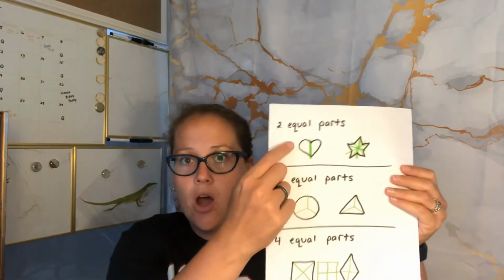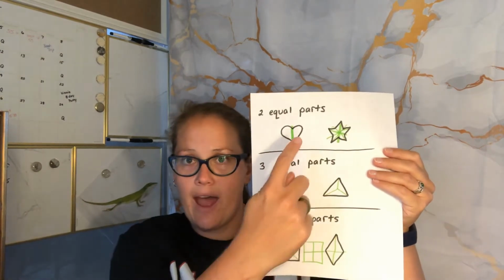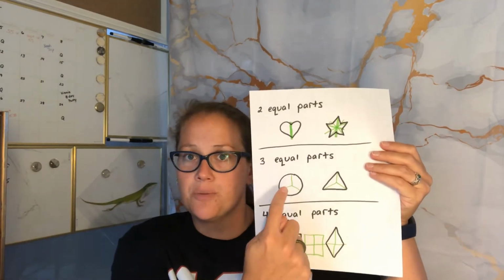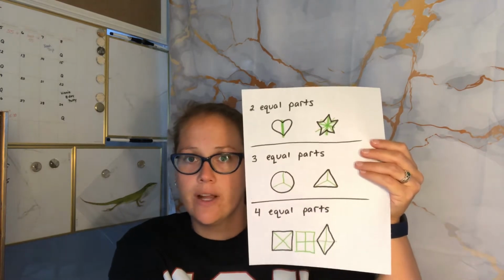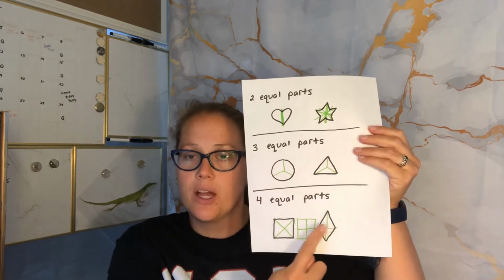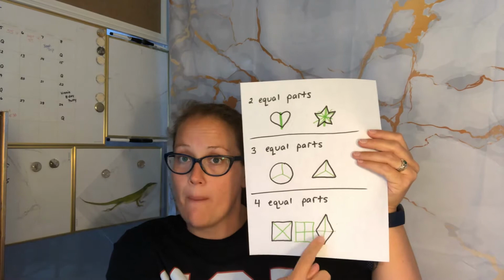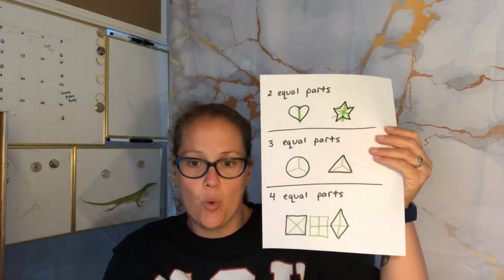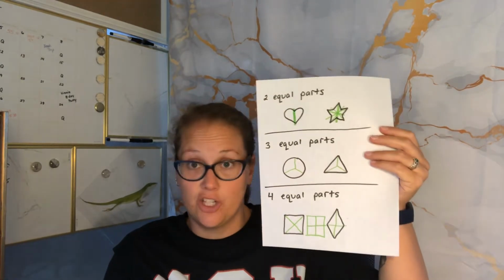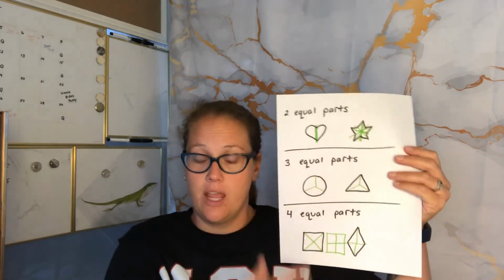And we also cut up some different shapes. We cut up hearts into equal halves, and stars. We did thirds with circles and triangles. We did fourths with kites, which is the same as like a rhombus, and also squares. So you can cut all sorts of different shapes into halves, thirds, and fourths.